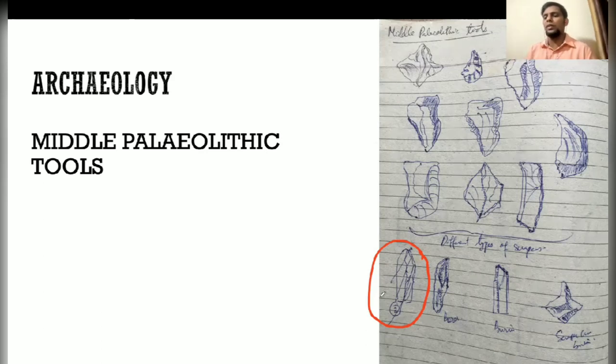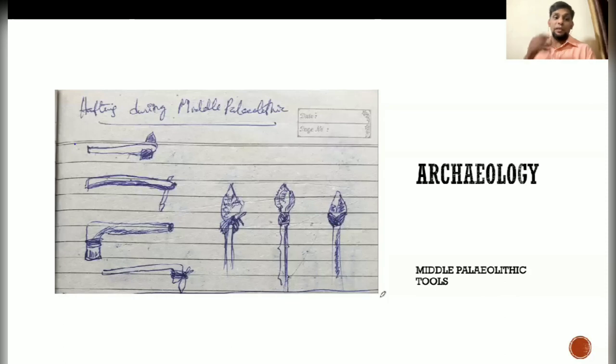You can see most of the tools, different kinds of scrapers and borers and burin and scraper crumb, burin and so on and so forth. Okay, you have hafting tools as well. So that basically means that you have one element here, right? And then you have the second element here, which are essentially connected through a small little vine or a thread.